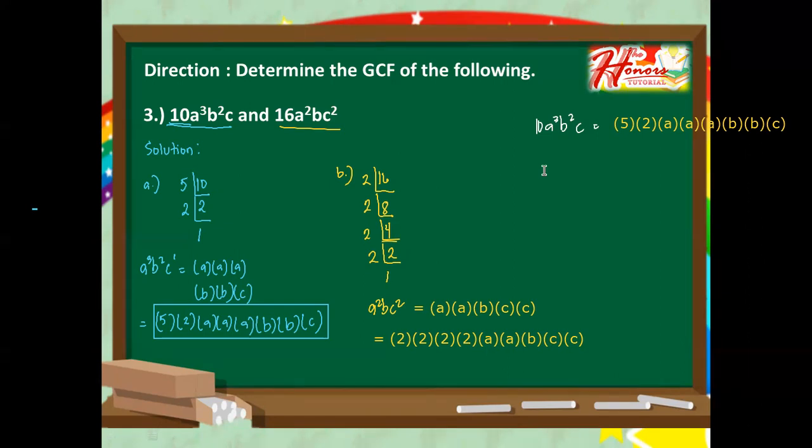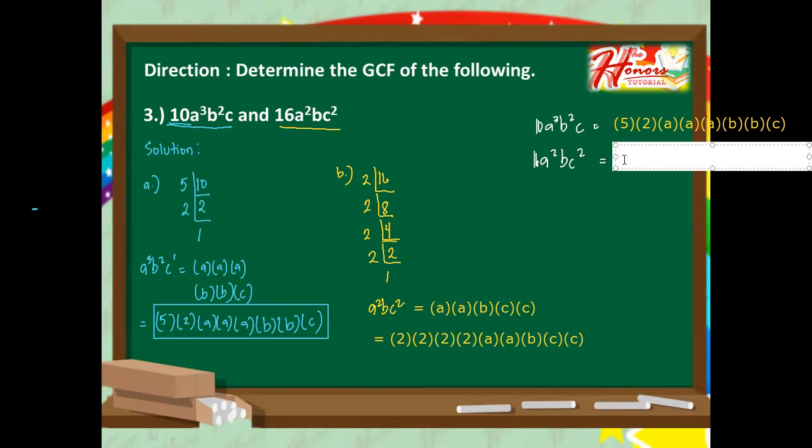Next, of course, we still have the second given, and that is 16a squared b c squared. So I will be writing also the factors of it here. So that's 2 times 2 times 2 times 2 times a times b times c times c.